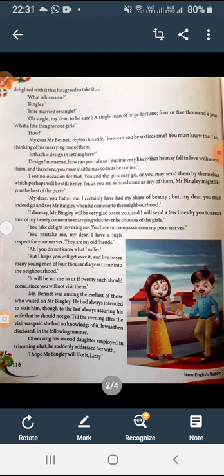"Till the evening after the visit was paid, she had no knowledge of it." Mr. Bennet had already met Mr. Bingley, but till the evening his wife had no knowledge of it because Mr. Bennet didn't disclose that he had already met Mr. Bingley regarding their daughters. "It was then disclosed in the following manner." Now, in the next scene, it was disclosed that Mr. Bennet had already met Mr. Bingley regarding the marriage of his daughters.